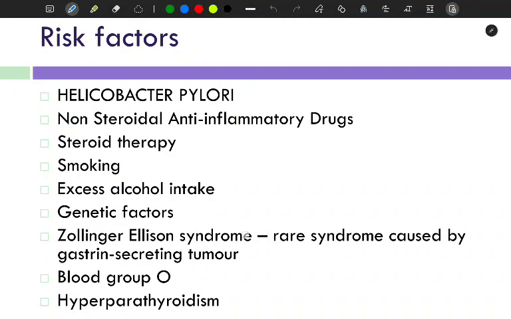And why hyperparathyroidism? Next, please. Why hyperparathyroidism? Excess secretion of gastrin. Yes, calcium.